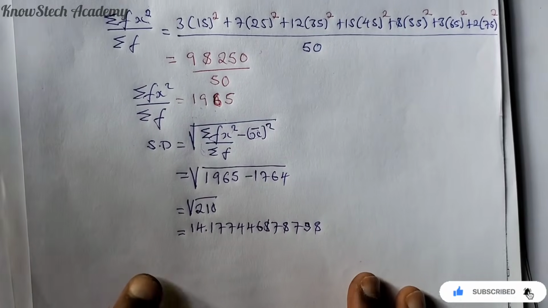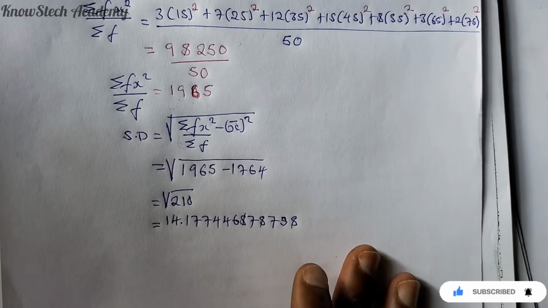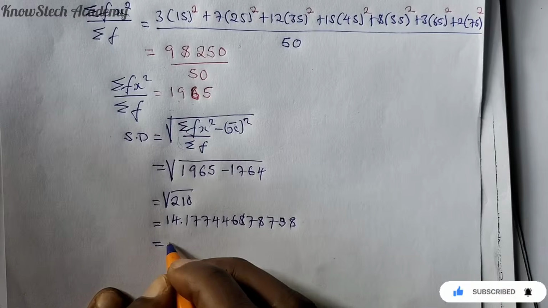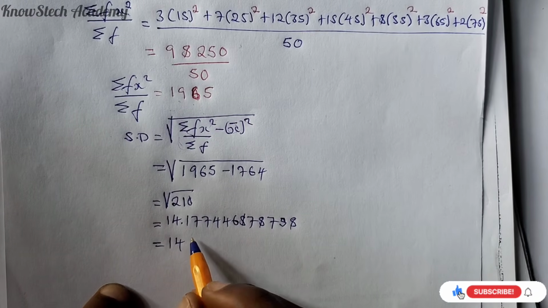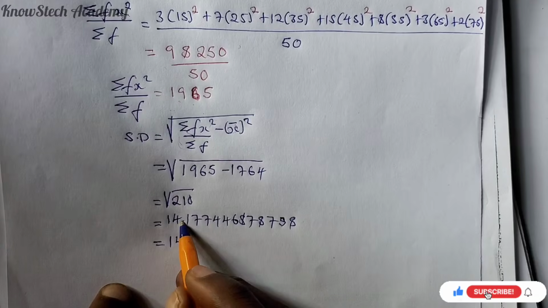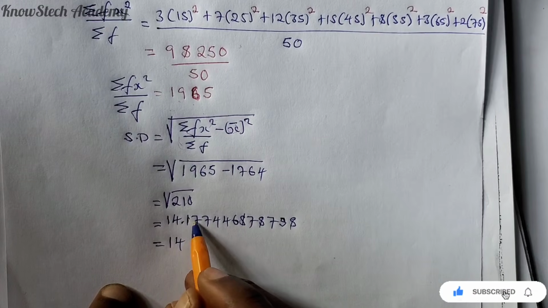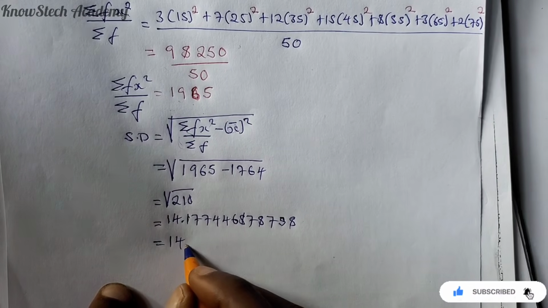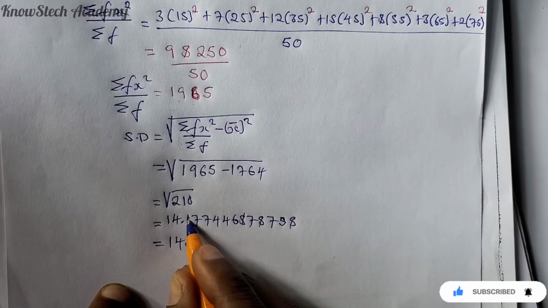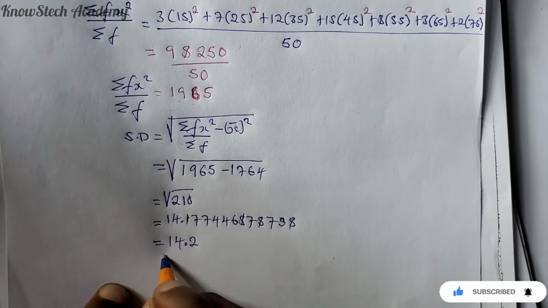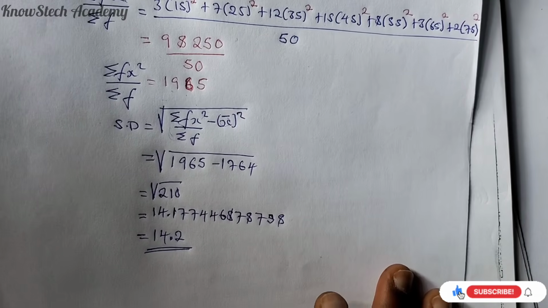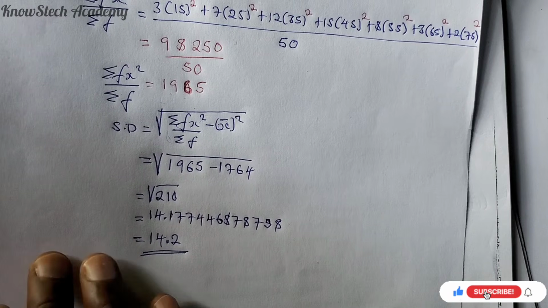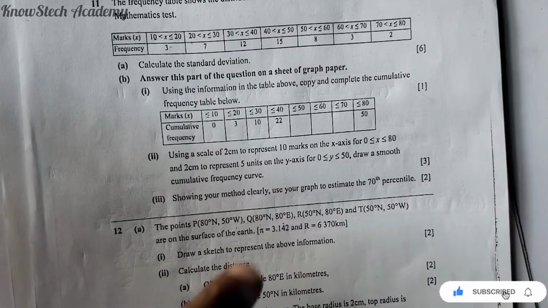The square root is 14.1774468787878. Now, when you round this off to two significant figures, we're going to have 14. To three significant figures, we're going to have 14.2, because this 7 is greater than 5. So we're going to add 1 to this one and it becomes 2. So it is 14.2 as our standard deviation. So that's the answer to the first question here.